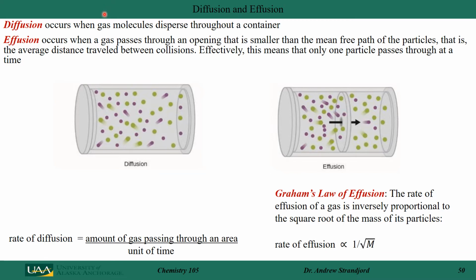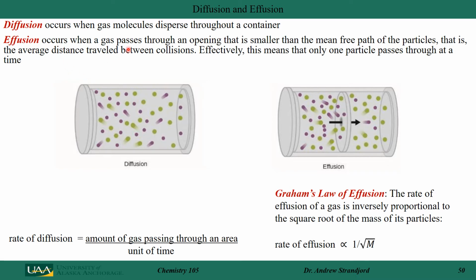Diffusion is defined as a process that occurs when gas molecules disperse evenly throughout a container. So if I have two gases in this sealed container here, they will eventually diffuse throughout that whole container and sort of be like a homogeneous mixture.